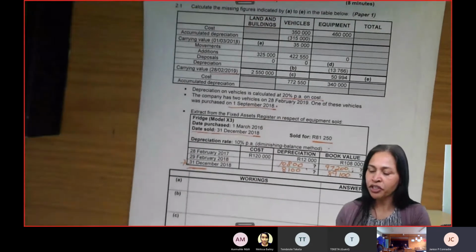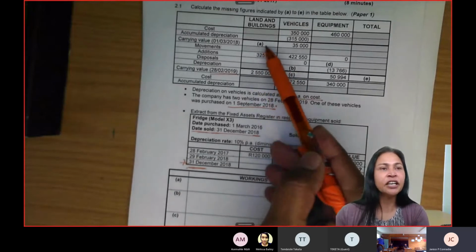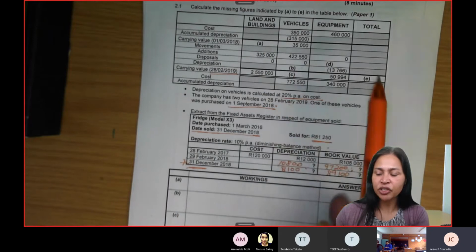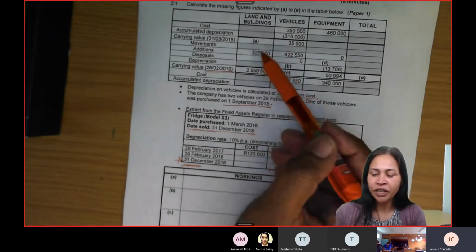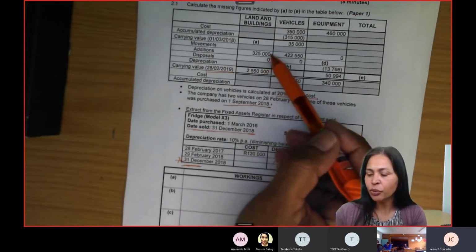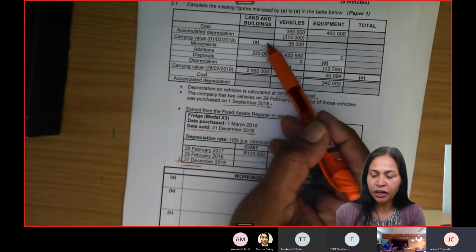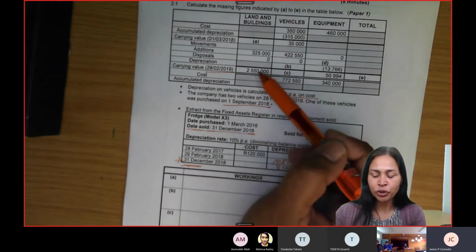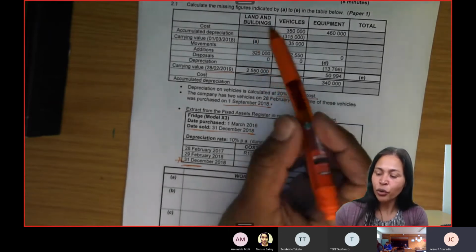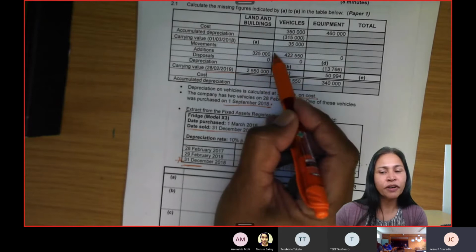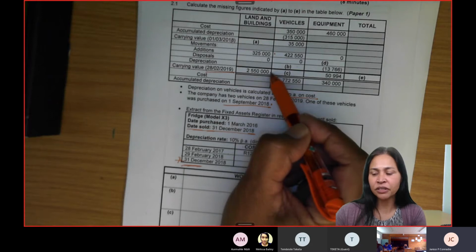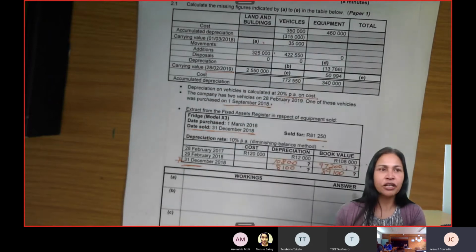So if I look at my information here by A, it's again missing information for land and buildings that I need. Now in the previous example, we had to find the disposal. We got the carrying value at the beginning as well as at the end, so we found the difference between the two. This time around, you are given the additions of 325,000. You are given the carrying value at the end of the year of 2,550,000. Please calculate A for me.